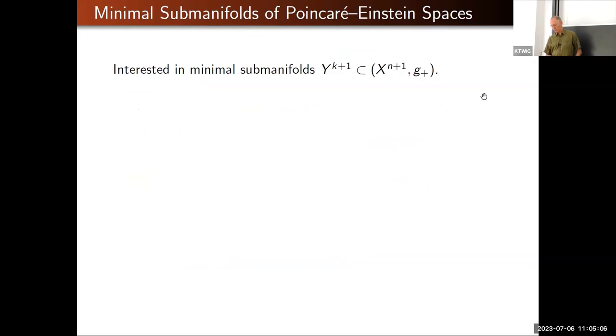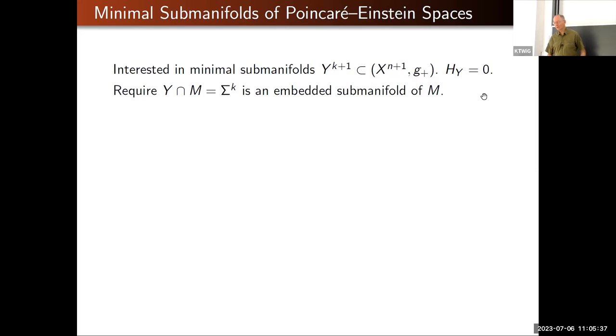The condition defining a minimal submanifold is that the mean curvature is zero. You take the second fundamental form, that's the extrinsic curvature, and you take the trace, which has to be zero. In codimension greater than one, the mean curvature is a vector, so this is a system of equations. We're only going to look at minimal submanifolds that go all the way out to the boundary, so we assume that the intersection with the boundary is an embedded submanifold of the boundary of dimension k.